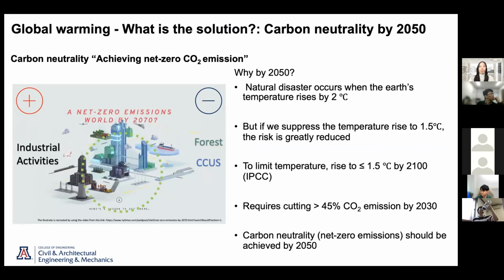And why by 2050? If the temperature of the Earth rises more than 2 degrees Celsius from now, there will be a level of natural disaster that humans cannot afford. But if we limit the average temperature rise to 1.5 degrees Celsius, the risk is greatly reduced. Thus, carbon neutrality should be achieved by 2050.